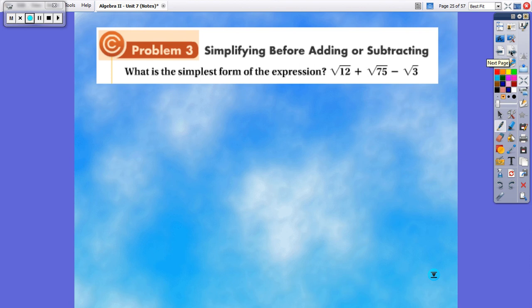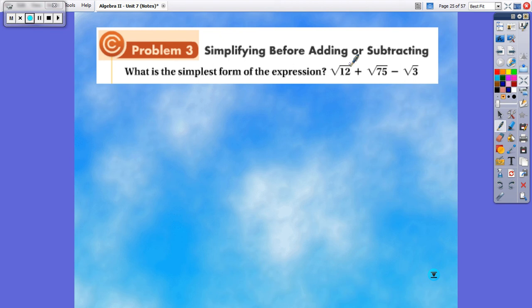Okay, so sometimes you have to simplify before you can add and subtract. Knowing what we know right now, you would say, I can't simplify these because even though they have the same index, they have different radicands, so I can't do anything with them. Since they have the same index, we want to make them have the same radicand, and the way we do that is to simplify within each one.